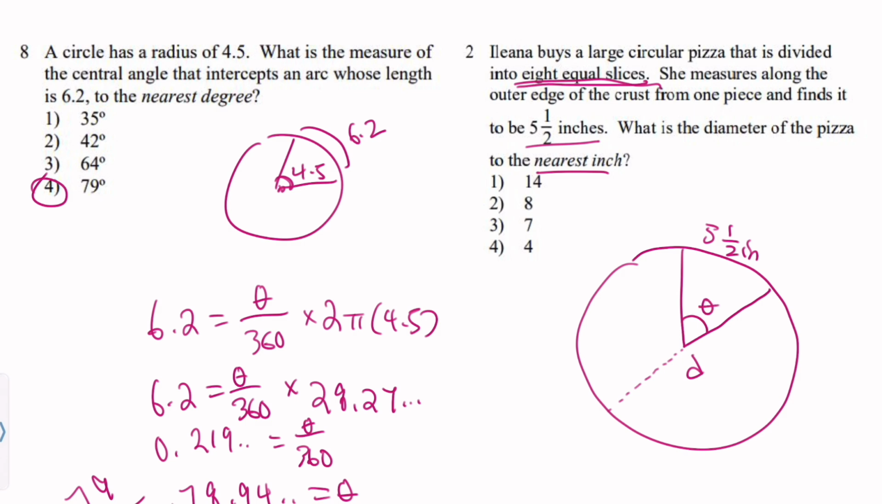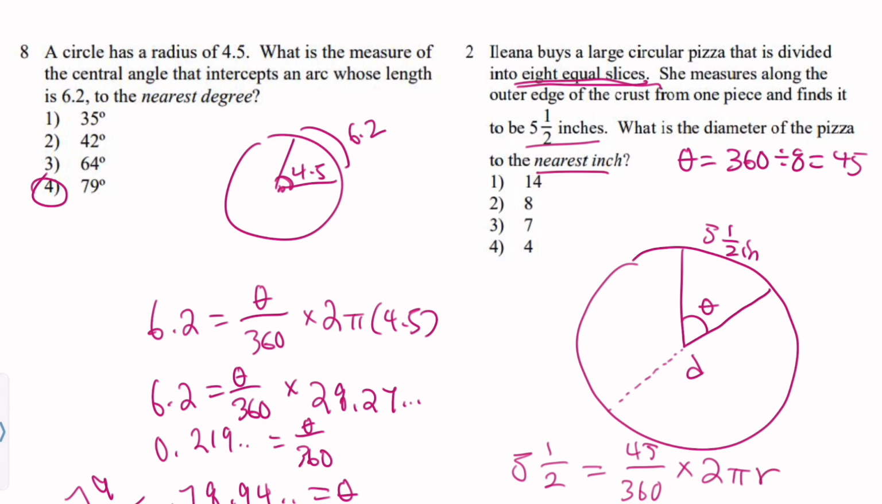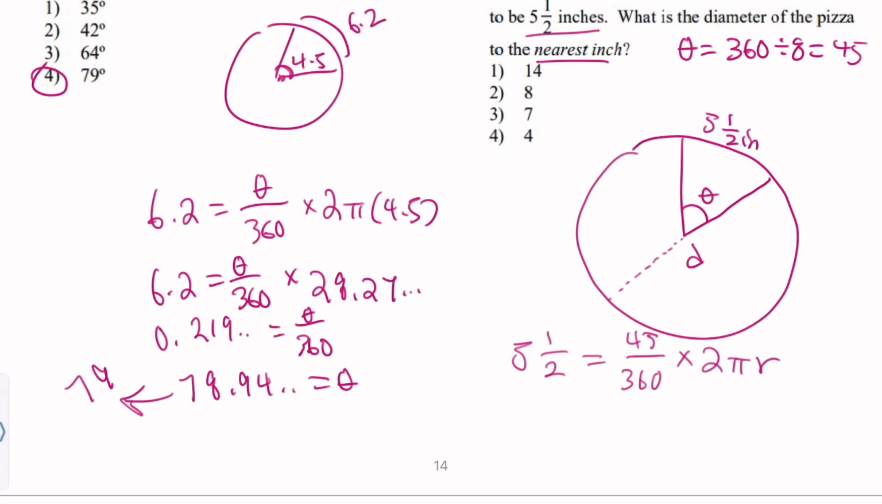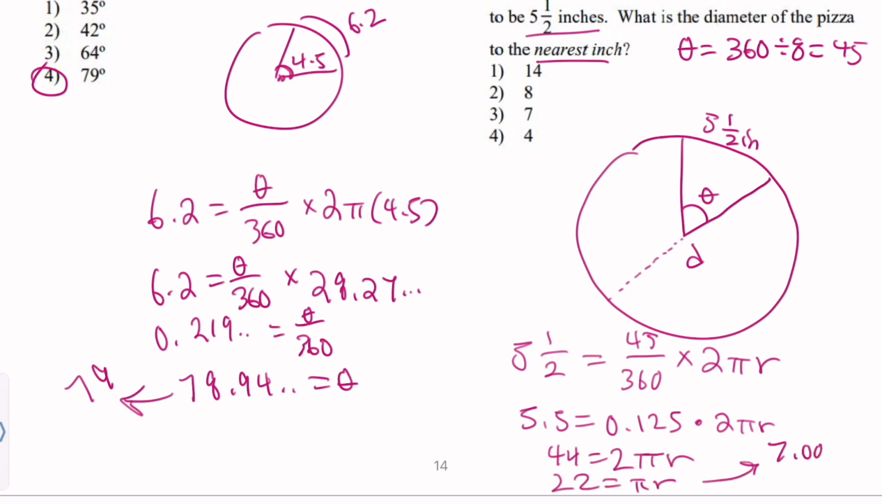So this theta right here, theta is going to be equal to 360 divided by 8, which is equal to 45. So again, using the equation, we know that the arc length is 5.5, theta is 45. We're going to be trying to find the radius. So times 2 times pi times radius. So I'm just going to solve for the radius real quick.